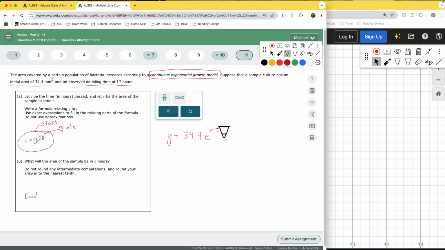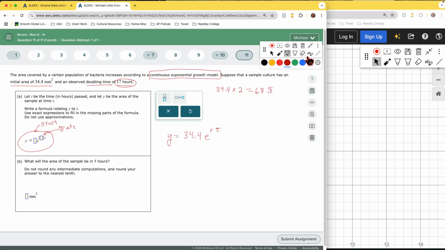But there's just too many variables here, so we're going to be able to put things in. We know the time, t, is 17 hours. And in 17 hours, we will have double what we started with. So we started with 34.4. To double it, we just multiply that by 2. And we get 68.8.